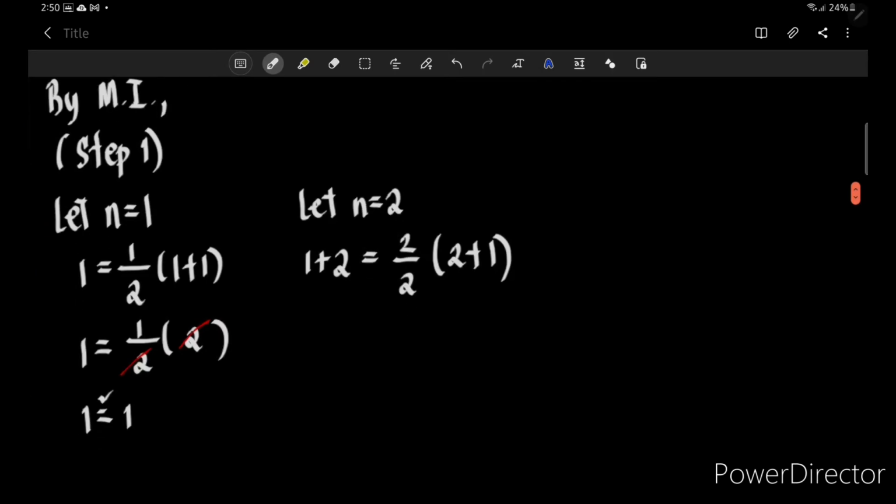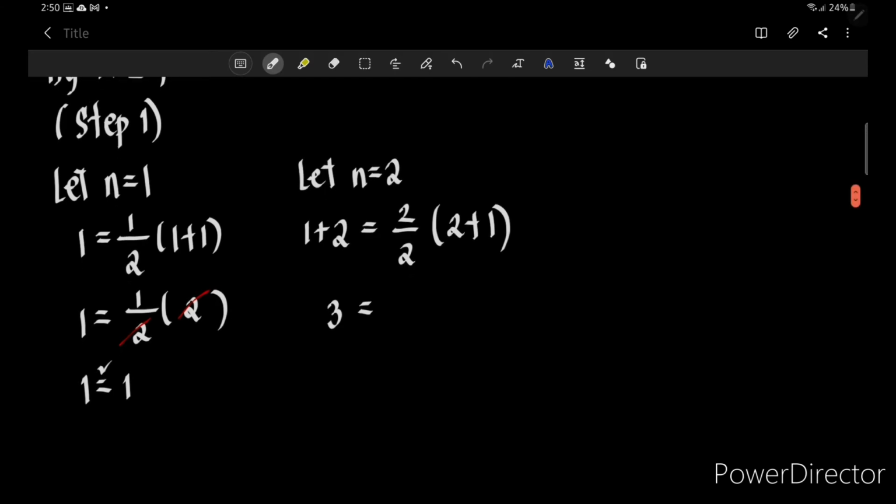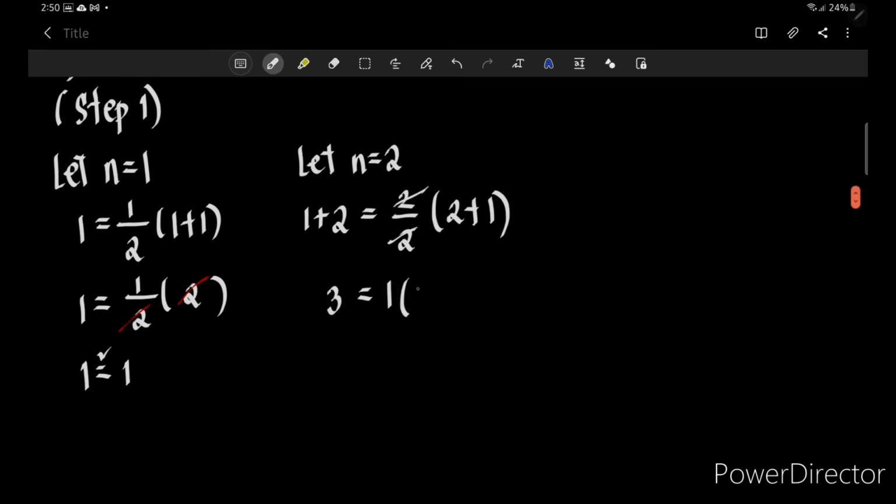Okay. As we simplify, 1 plus 2 sa left side, that is equal to 3. Equal, 2 plus 1 is 3. 2 over 2, this will be equal to 1. So, we have 1 times 3. And, napakita din natin na ito ay totoo at n is equal to 2.